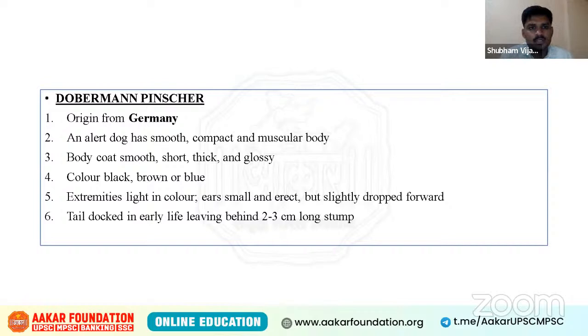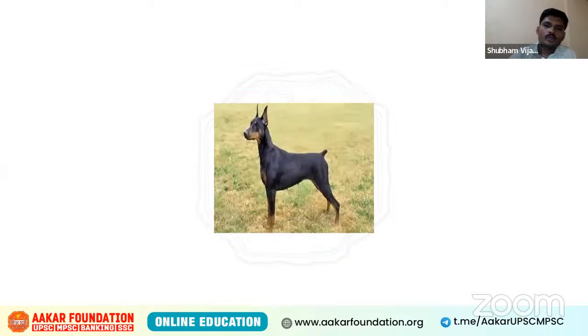Then the next one is the Doberman. The full name is the Doberman Pinscher. Origin is from Germany, and this alert dog has a smooth, compact, and muscular body. The coat is smooth, short, thick, and glossy, and the color could be black, brown, or blue, not exactly blue, blue shaded with other colors. Extremities are light in color. Ears are small and erect, but these erect ears are dropped slightly forward. The tail is docked in early life, leaving around a 2 to 3 centimeter stump. This is the Doberman dog. Here you can see the tail is docked, and it is just the stump.